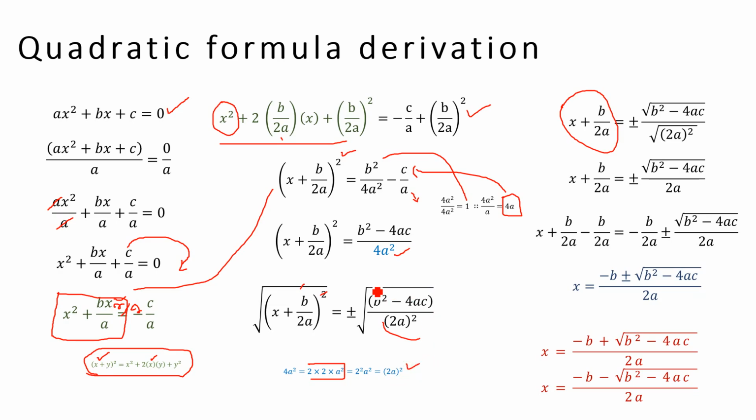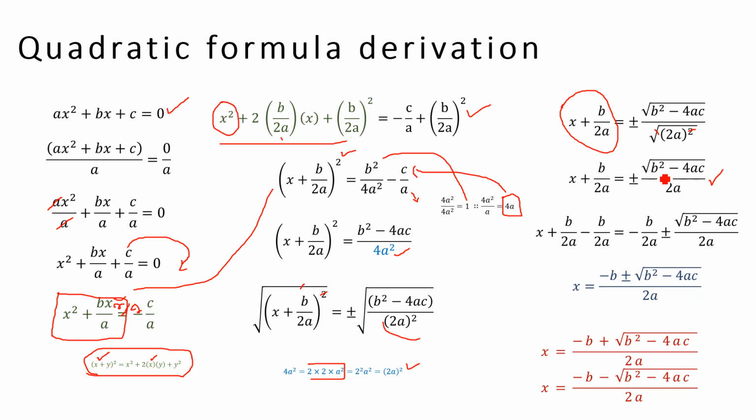Now applying the square root on the numerator and denominator separately, we will have ± √(b² − 4ac) / √((2a)²), and again here the square root will cancel out with the square, and we will have x + b/2a = ± √(b² − 4ac) / 2a.